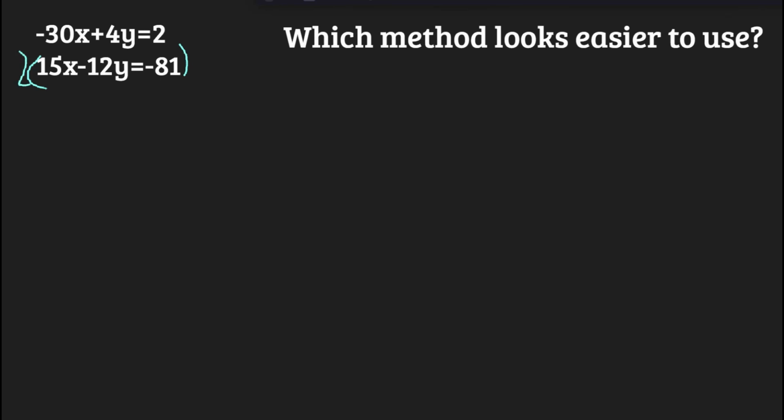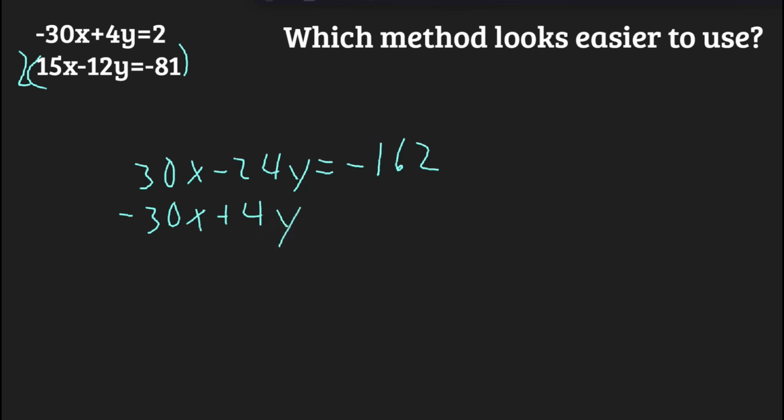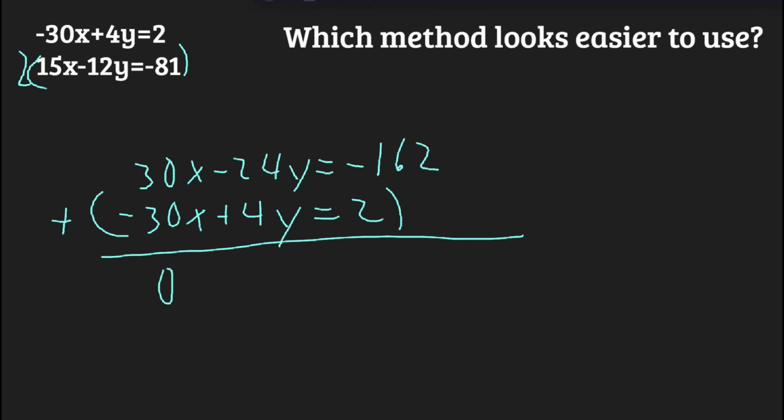Multiply this by 2. I am going to get 30x minus 24y is equal to negative 162. And then let's put the first equation underneath it. So negative 30x plus 4y is equal to 2. And then what I'm going to do here, instead of subtracting, I'm going to add. We can still do the same thing here. So 30x plus negative 30x is just 0. Negative 24y plus 4y is just equal to negative 20y. And then negative 162 plus 2 is just equal to negative 160.